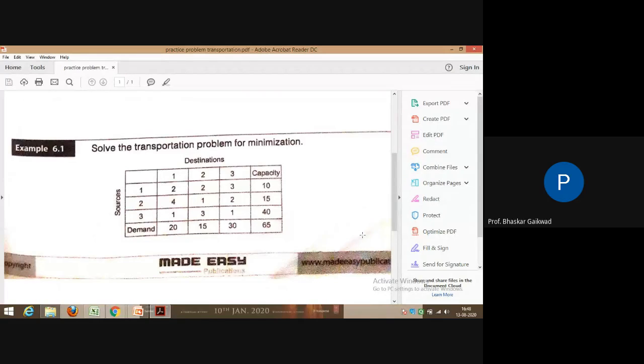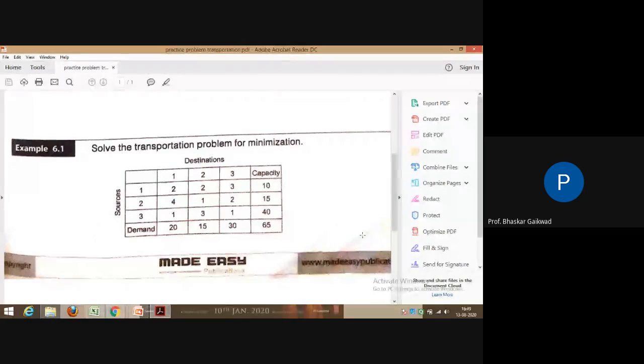But what is the answer of this same problem by the first, northwest method? What is the answer? Have you calculated the answer? How much? 125. Yes, it is correct. Full marks you will get. So 125. This is the transportation cost, the minimum cost for supplying the materials.